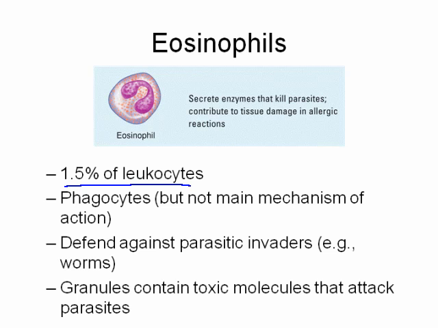Eosinophils are a very small proportion of leukocytes. They secrete enzymes that kill parasites, as well as contribute to tissue damage and allergic reactions. In addition, they also have some phagocytic action, but it's not their main mechanism of action. The main mechanism of action is secretion of these enzymes that kill parasites.